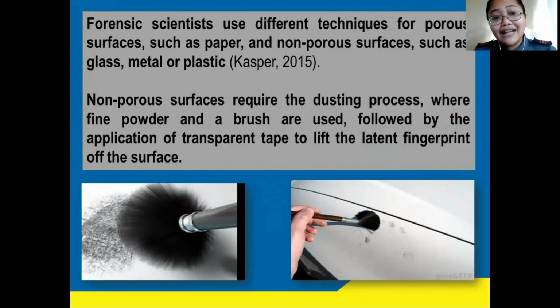Okay. Next, forensic scientists use different techniques for porous surfaces such as paper and non-porous surfaces such as glass or metal or plastic. So what I have said earlier, for the porous surfaces such as paper, ninhydrin is used. For the non-porous surfaces, black powder is used.